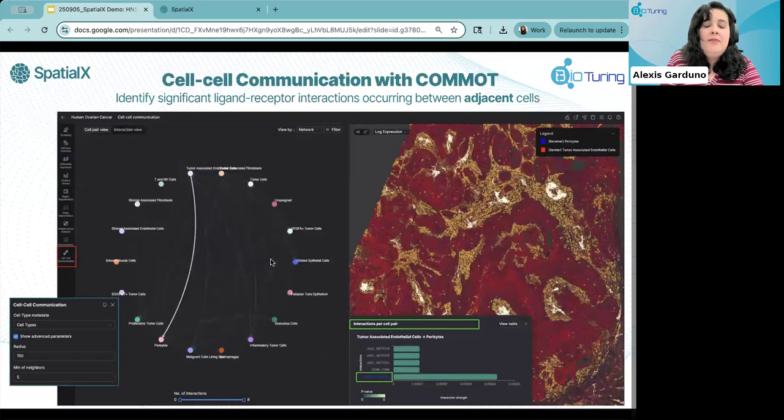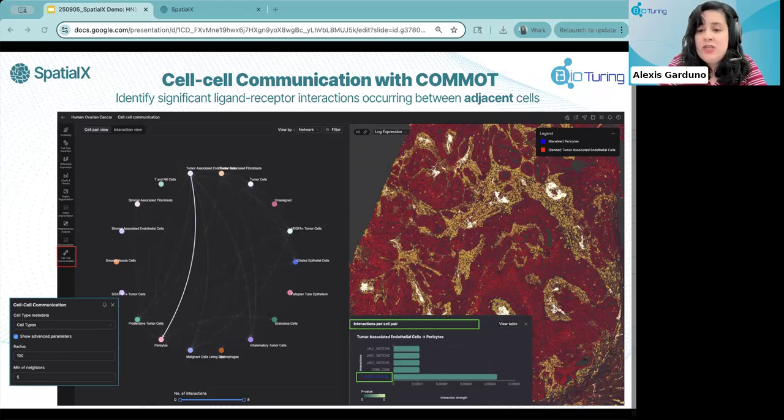Okay. Some of the features that we'll be covering include the cell-to-cell communication analysis, which has recently been released within SpatialX using the COMET method. This function tries to identify ligand receptor interactions between adjacent cells. What we want to understand is what ligand receptors are driving that interaction. Can we look at the average ligand expression and the receptor expression, and what cells are within the tissue? Can we see that interaction?